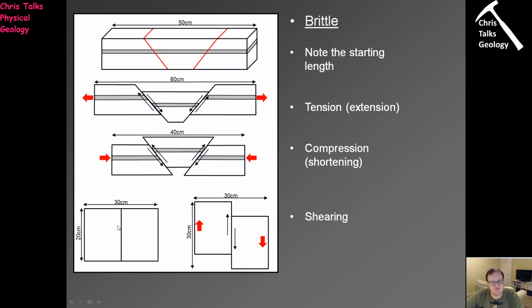And of course it's going to fail along this brittle plane here. So the rock's going to crack here. This block of rock is going to go this way. This block of rock is going to go this way. And by doing this, we haven't increased the width, because the width is still 30 centimeters, but we've increased the depth. It's now 30 centimeters as well.